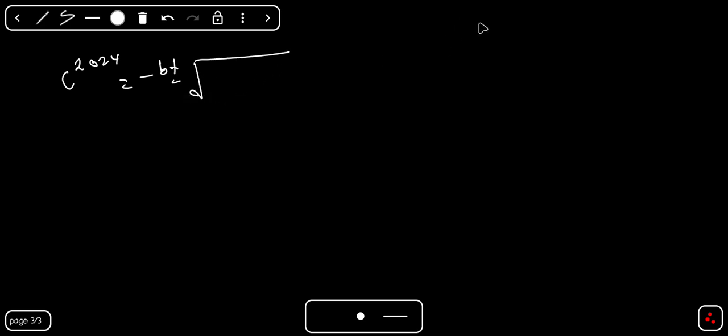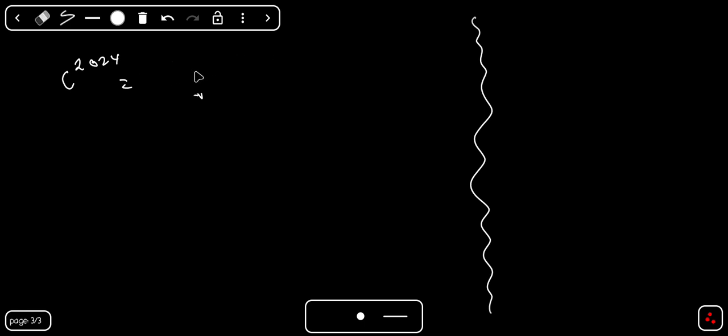Now, moving on to that part, b squared. Let me just clean this. We already have the formula: minus b. b is 5 raised to the power of 2023. That is b. So we have 5 raised to the power of 2023.